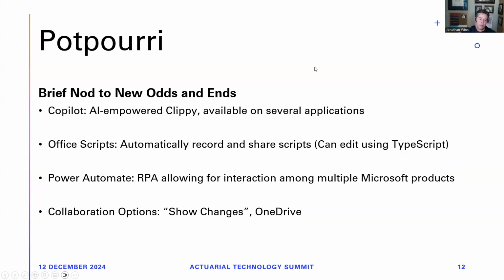And then finally, Potpourri. This is just a bunch of odds and ends. Microsoft Copilot, a lot of your organizations might have started pushing that out. This is really just, think Clippy, but with artificial intelligence, and it's available on several applications, including Excel. It can help you draft code, draft formulas, maybe format things, do some exploratory data analysis for you.